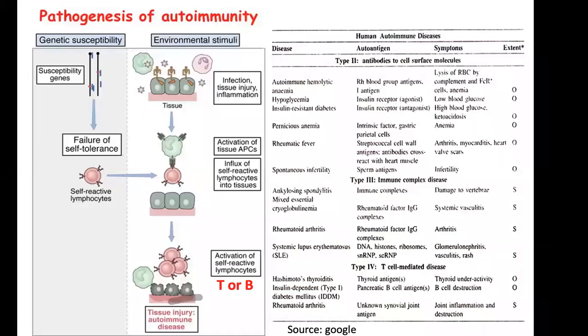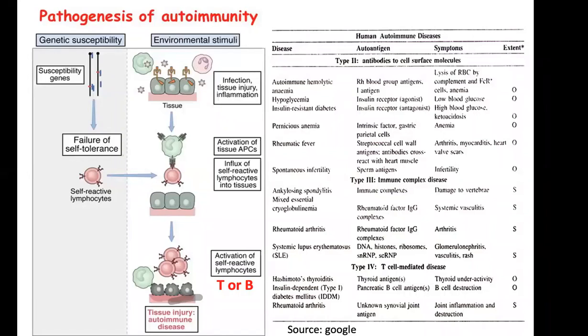I'm not sure why. But anyway, when we have this kind of an infection or tissue injury or innate inflammation, that's a second hit. When that happens, there's activation of antigen presenting cells, and there's a heavy influx of these self-reactive lymphocytes into the tissue, mounting either an antibody-mediated immune response or an immune complex type of response, or in some autoimmune diseases, a T-cell mediated immune response.